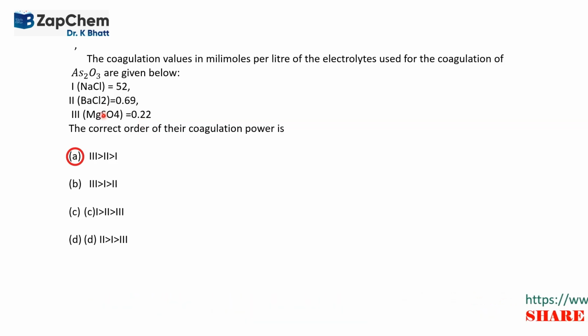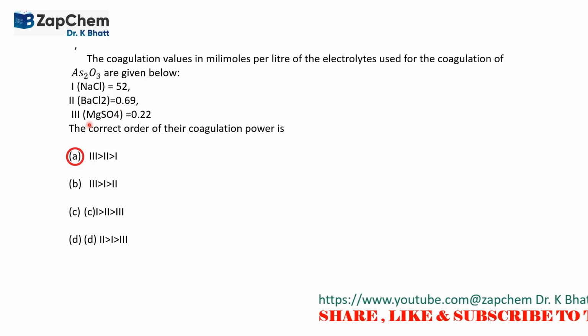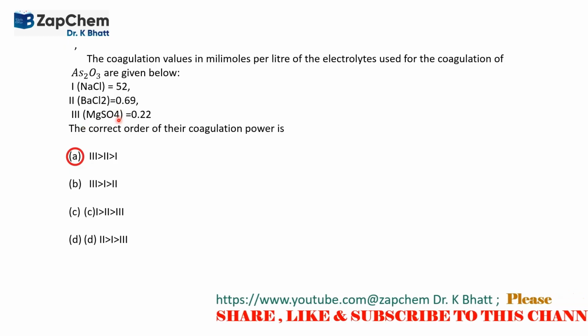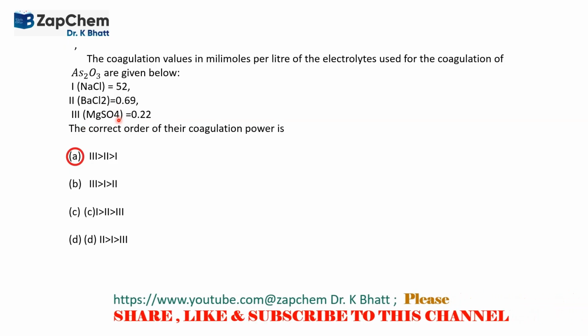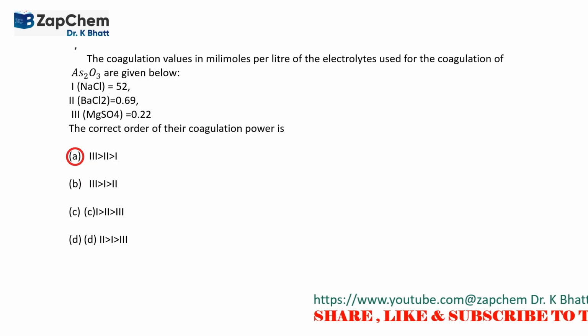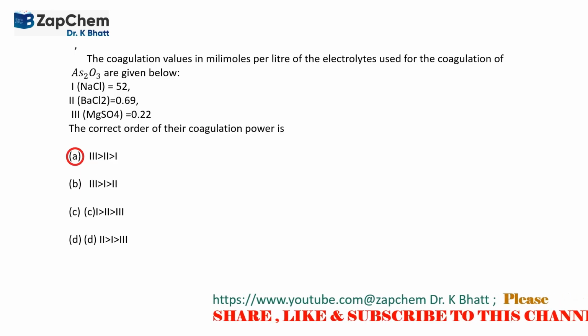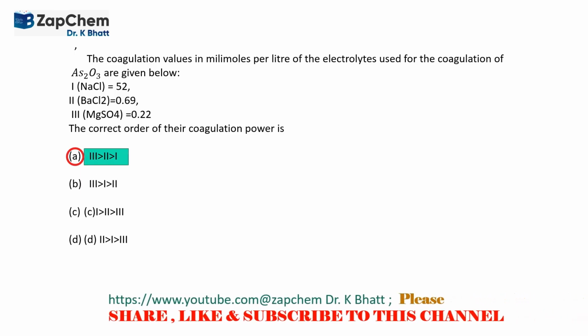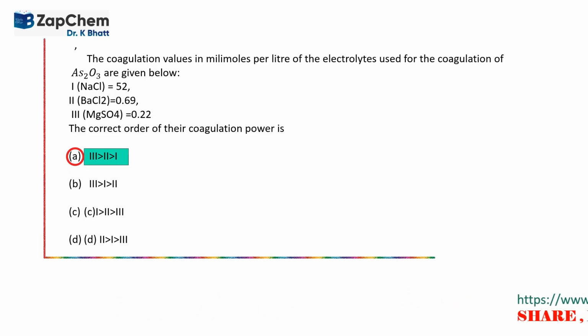And then barium chloride and magnesium sulfate, it provides 3 ions, whereas magnesium sulfate gives 2 ions. Therefore, the correct option is 3 greater than 2 greater than 1. It's a very good question and is to be taken care of. Quite important. Next question is here.